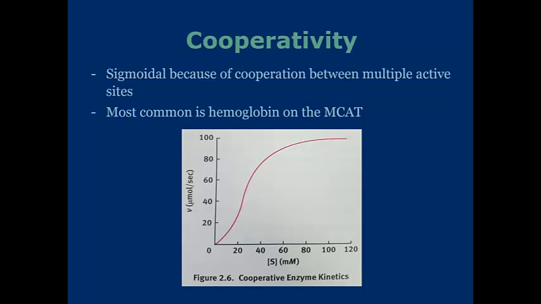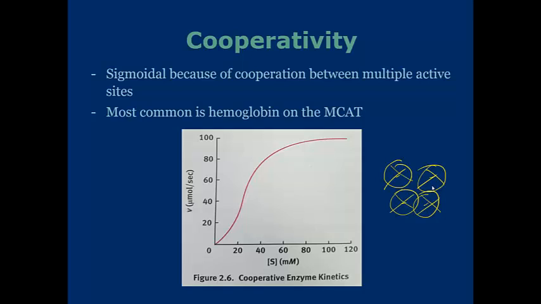One more representation of enzyme kinetics is cooperativity. This is sigmoidal because of these cooperations between multiple active sites. Again, the most common that you'll see on the MCAT is hemoglobin. And if you remember what hemoglobin looks like, it's got multiple heme groups in complex with irons in the center. If one of these binds, then it's going to create a cascade reaction where the other ones are going to have a higher affinity, therefore having an exponential increase, which is exhibited below.